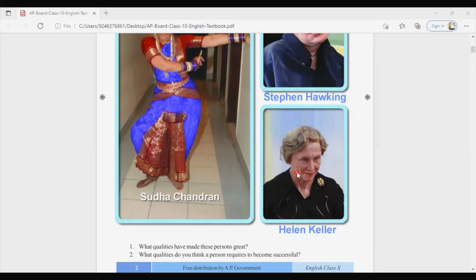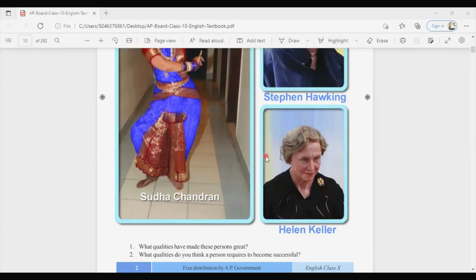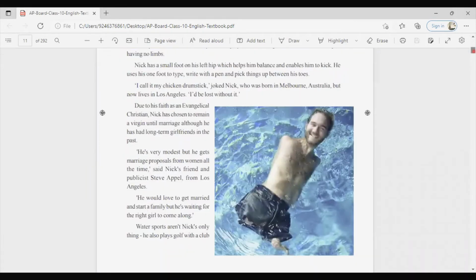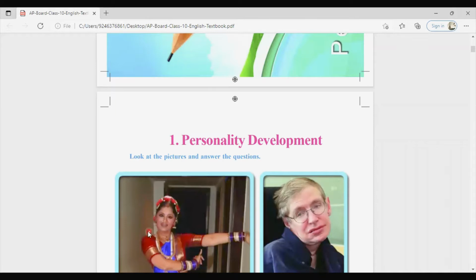Who is Sudha Chandran? This person is Sudha Chandran. She is a Bharatanatyam dancer. She is also a dancer in the film industry, and a television actress too.